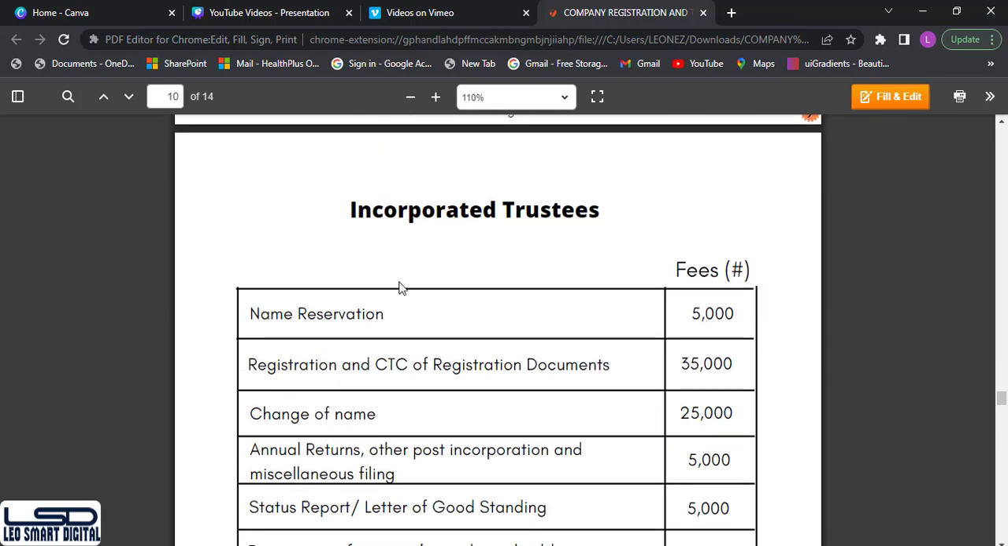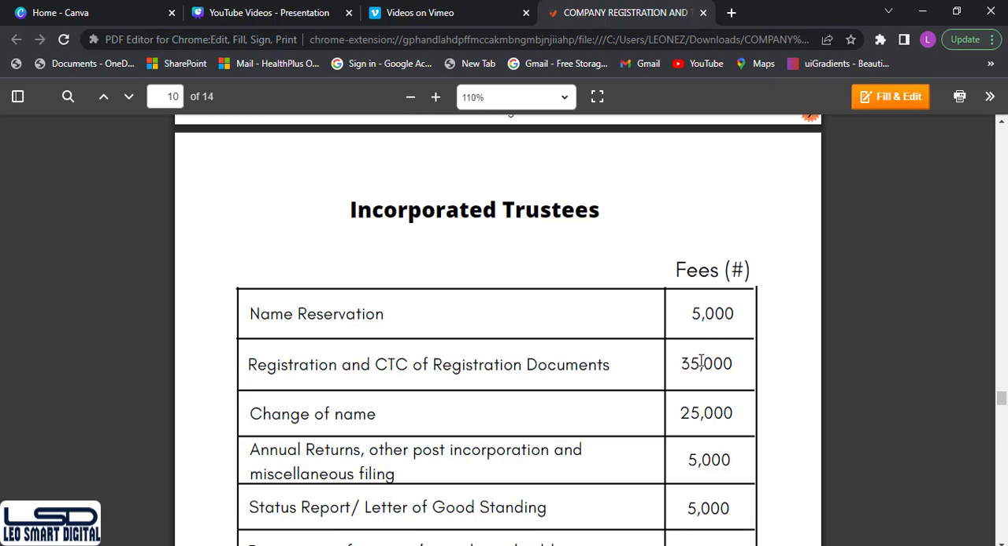Now we look at the incorporated trustees or the NGO. The name reservation or reservation code costs 5,000. Then the registration and CTC of registration document costs 35,000. Now the change of name, annual returns. To register a new incorporated trustees will cost about 40,000 payable to the Corporate Affairs Commission.